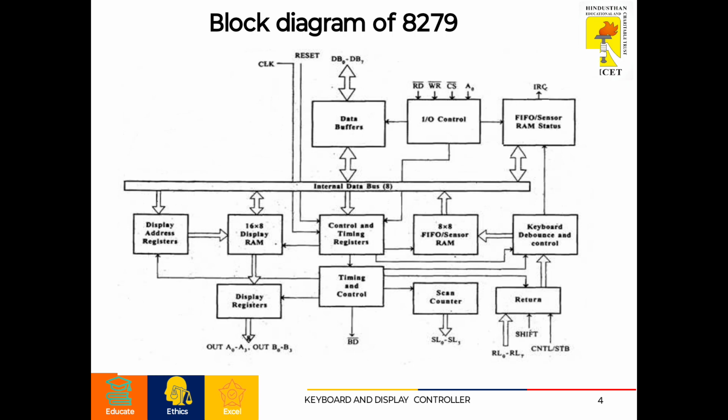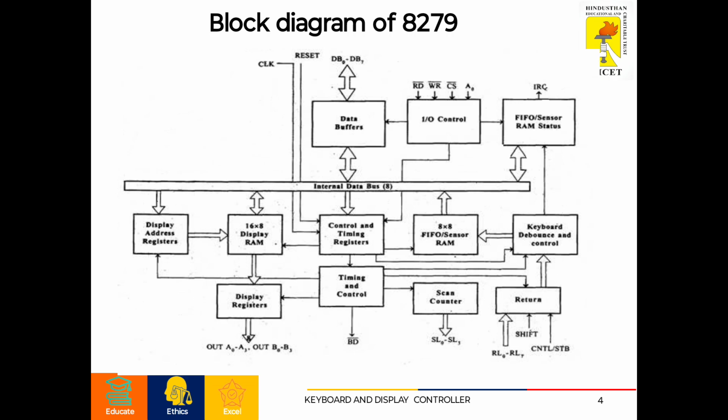Next one is the CPU interface section. The CPU interface section takes care of the data transfer between the 8279 and the processor. The upper part, that is timing and I/O control and data buffer, all come under the CPU interface section. This section has 8 bidirectional data lines, DB0 to DB7, for data transfer between the 8279 and the CPU. It requires an internal address line, A0, equal to 0 or 1, for selecting either the data buffer or the control registers of the 8279.